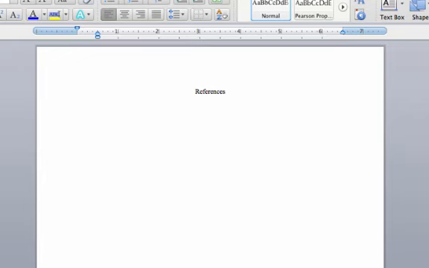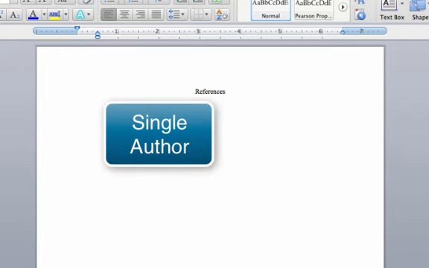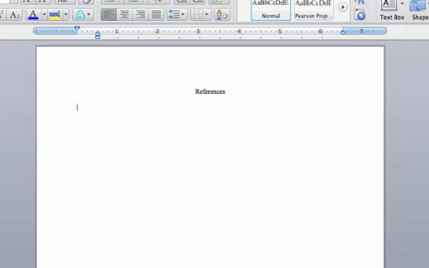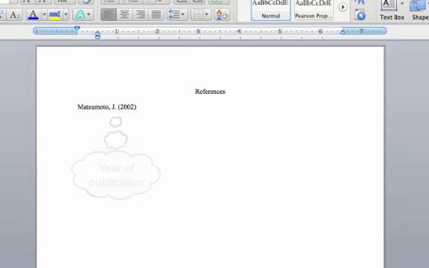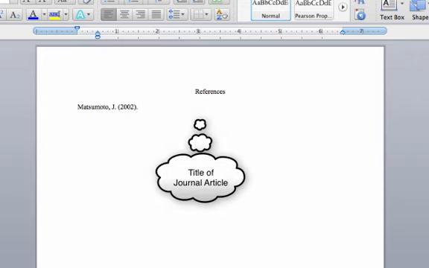Let's take the simplest case of having only one author. We start with the first author's surname or last name. We place a comma after the surname, space, and follow it with the author's initials. In this case, the author has only one initial, J, and we follow that with a period and a space. Now we need to include the year of publication in parentheses. And again, we follow this with a period.